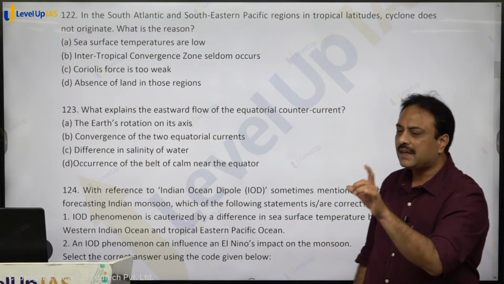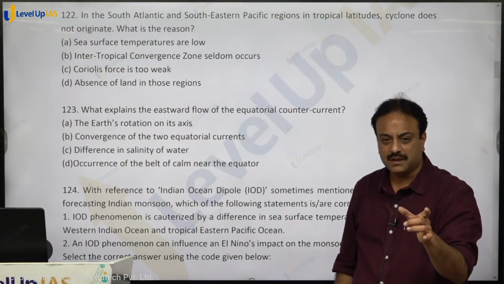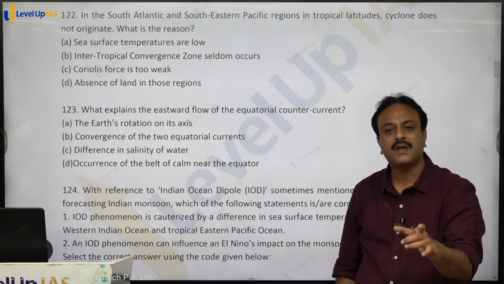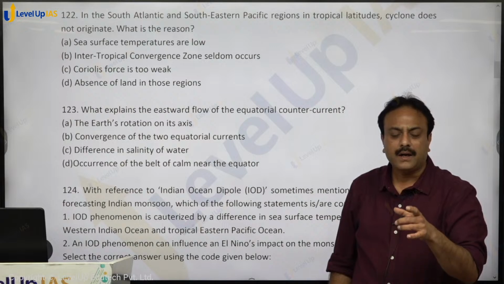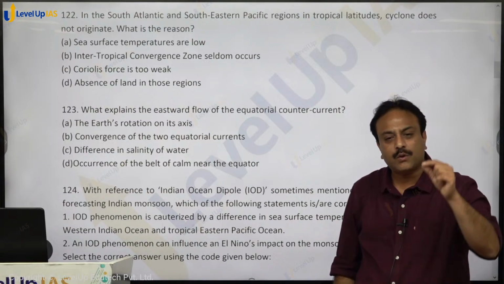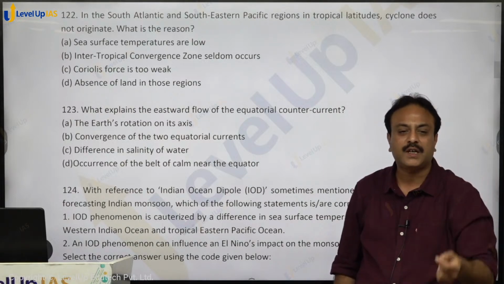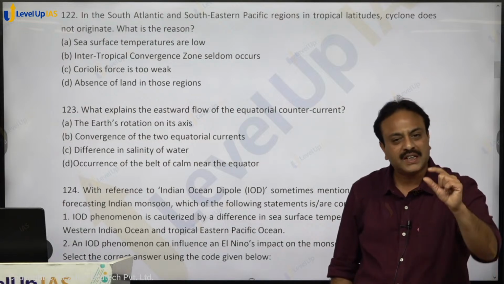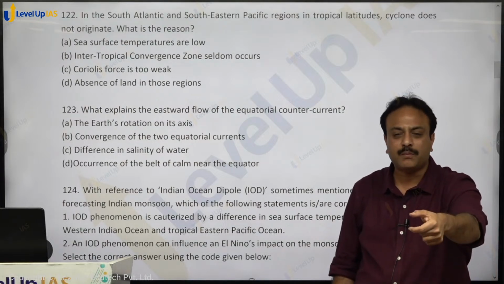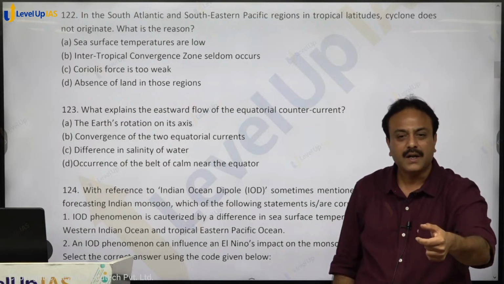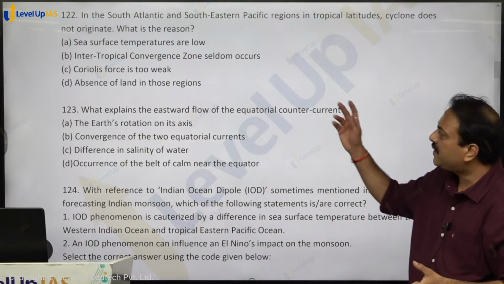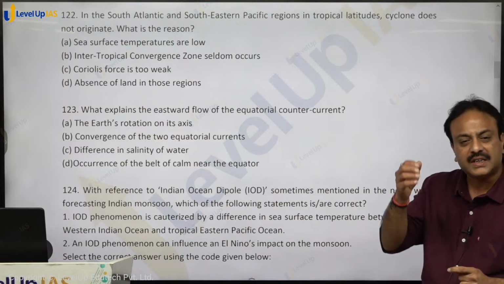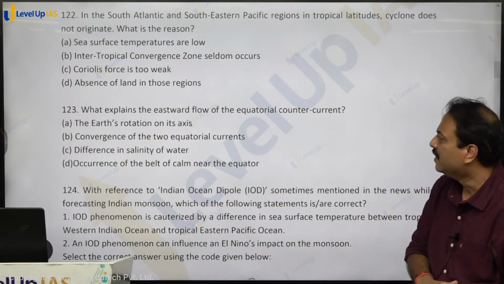So is tropical cyclone dependent upon sea surface temperature? No, it is dependent upon OMT, ocean mean temperature. Sea surface temperature is measured only for a depth of 2, 3, 4, 5 centimeters. If the temperature in 5 centimeters is 100 degrees, will a cyclone form? No, it will not. It should be maintained up till the depth of 60 meters. So sea surface temperature for the formation of cyclone is itself a wrong denomination.